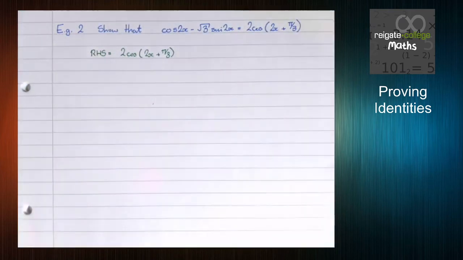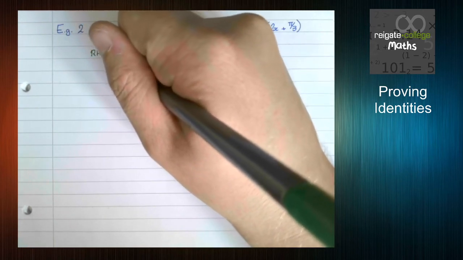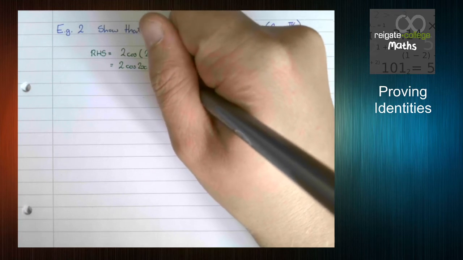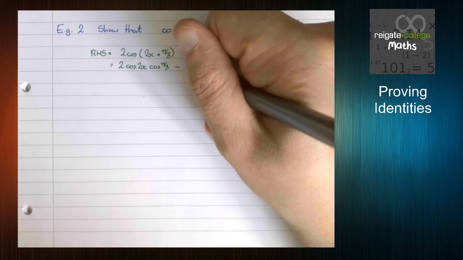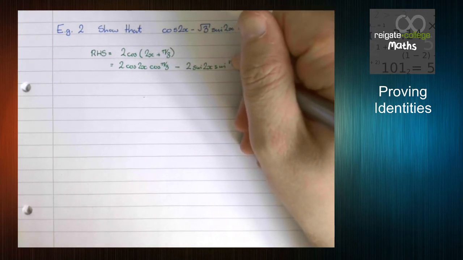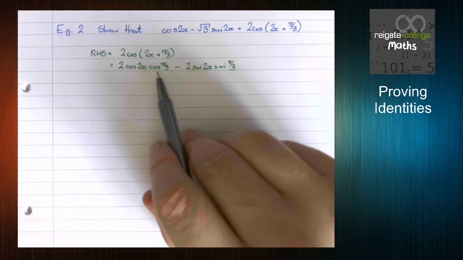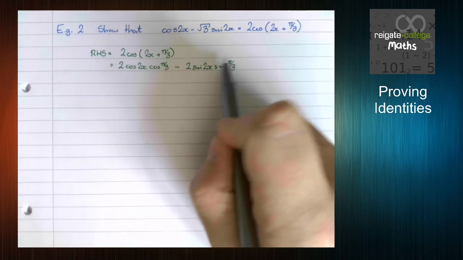So here, our right hand side is 2 cos (2x plus pi over 3). If we expand this using our addition formula, we're going to get 2 cos 2x cos pi over 3 minus, because remember the sign changes, 2 sin 2x sin pi over 3. Now using our calculator or using your memory, we know what cos pi over 3 and sin pi over 3 are.